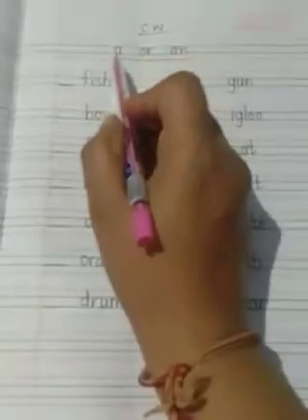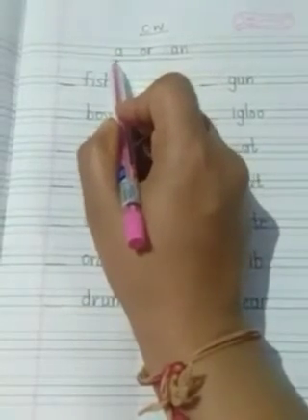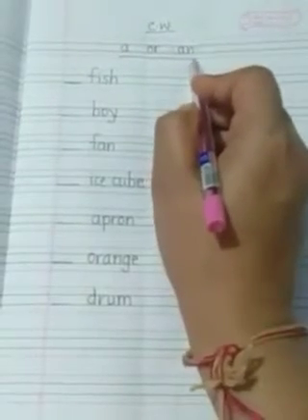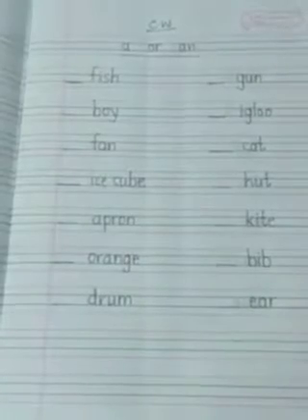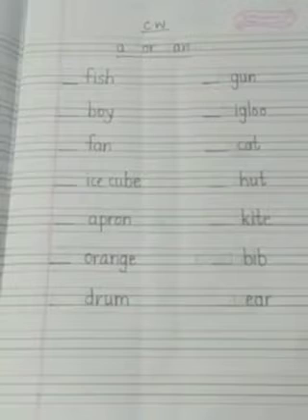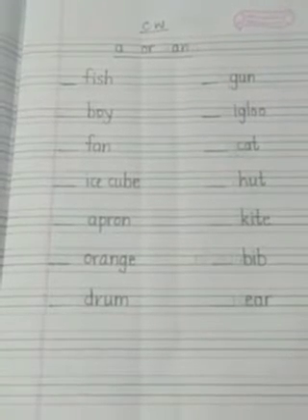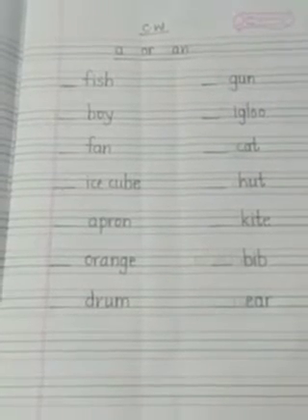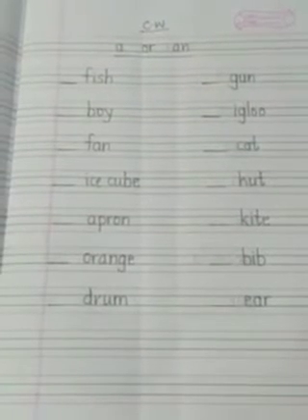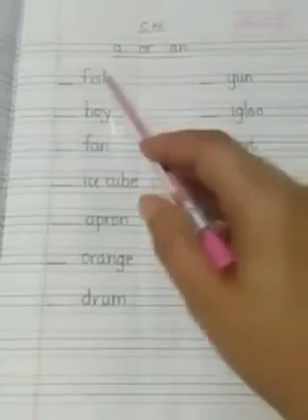What do we have to do? Either we have to write a or an. So first of all, what will we do? First we will find out the words that start with a vowel. Whatever words start with a vowel, we find those out first. Okay? So first we have to find out A.